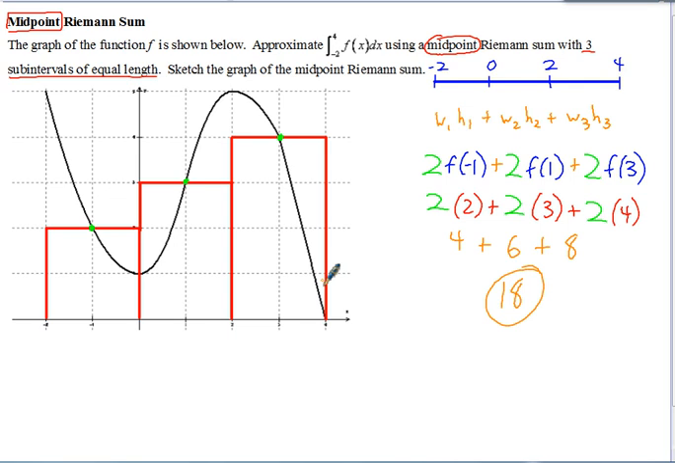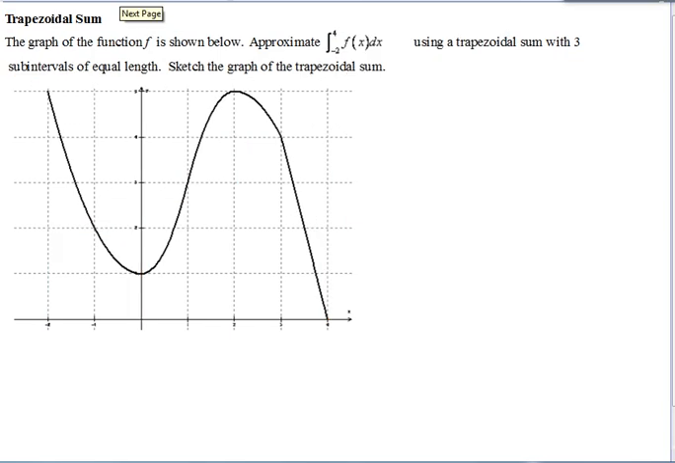All right, now let's take a look at the fourth method of approximation. This is the only one that's not rectangles. As the name suggests, it's not referred to as a Riemann sum. It's referred to as a trapezoidal sum. And we're still approximating the same definite interval, so that's not changing.